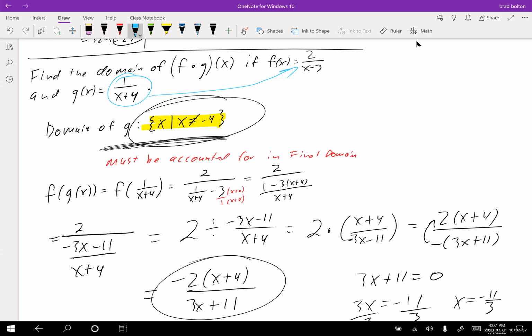Oops, for some reason it seems like I zoomed in too much. Hold on real quick. Okay, so let's see what else I want to talk about.